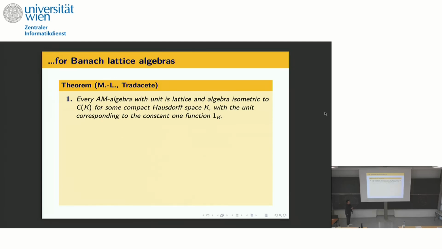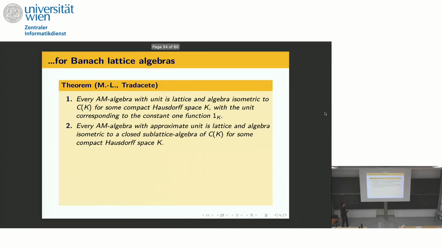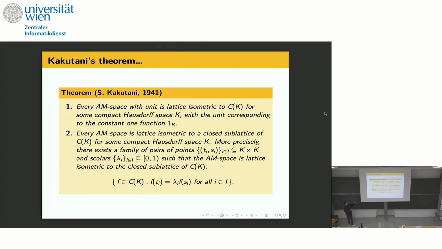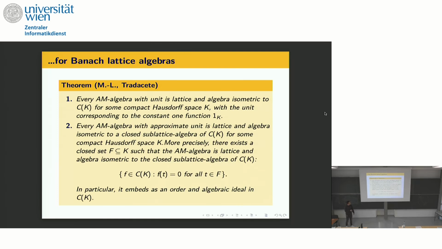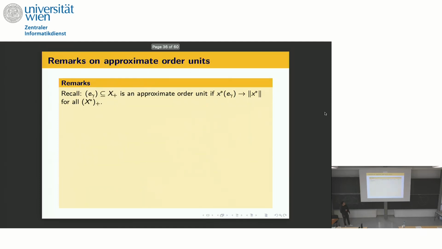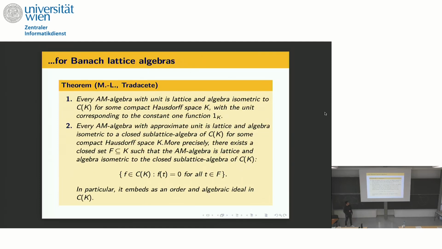An IM algebra with unit is a C of K isometrically, but an IM algebra with approximate unit can be embedded as a sublattice algebra of a C of K, just like IM spaces are embedded as sublattices of C of K. And more precisely, we can go a bit further, maybe change the K appropriately. We can embed it as an ideal. So actually, as a consequence, we have characterized the IM spaces that can be embedded as ideals in C of K, not only as sublattices, but as ideals. And yes, this is the main theorem of our work.